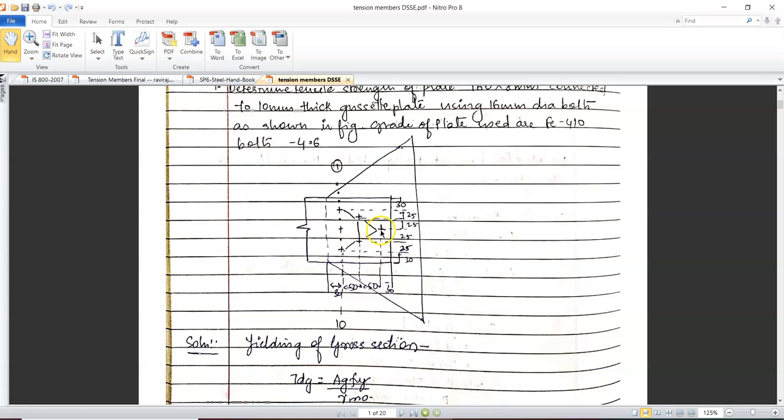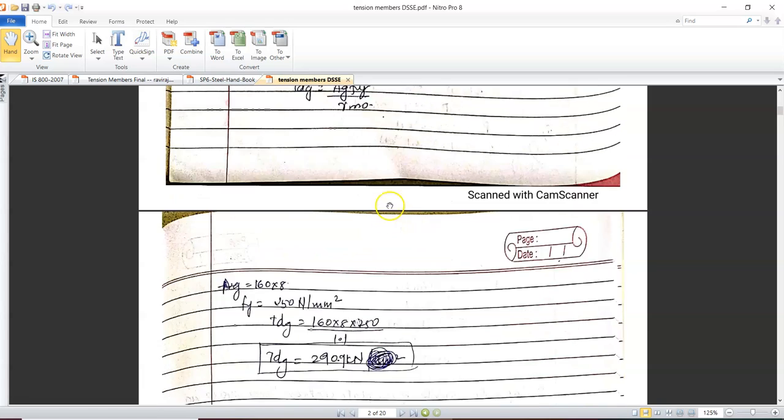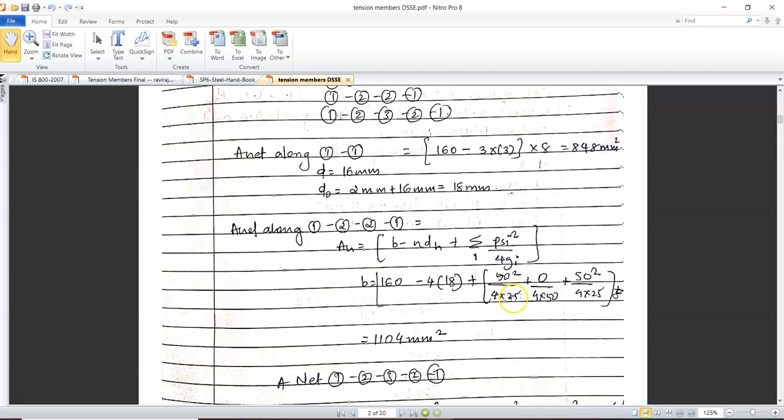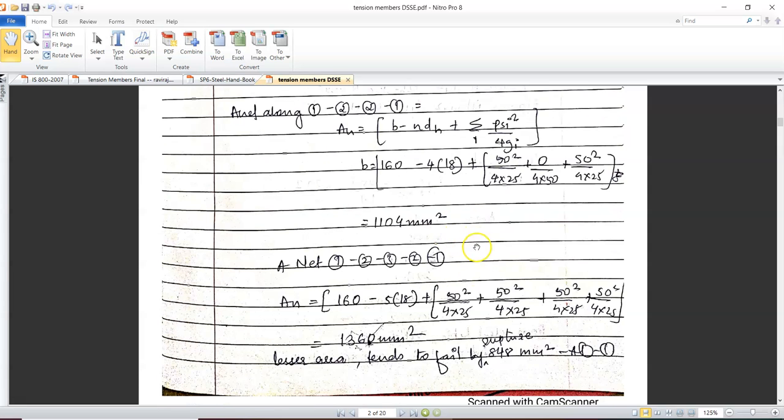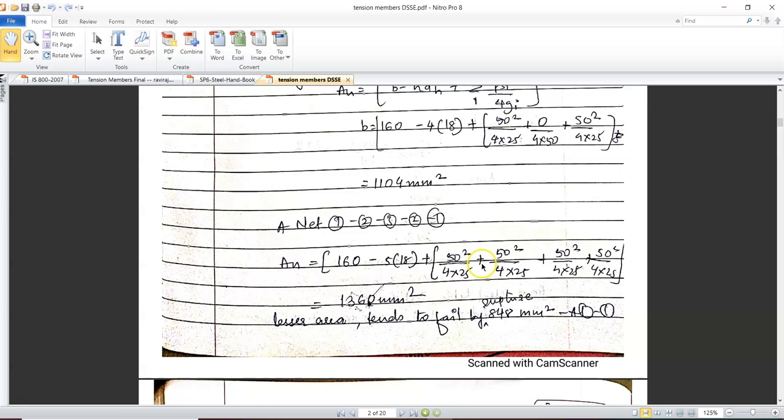When you consider the next two bolts, pitch distance is 50, gauge distance is 25, again 50 square divided by 4 times 25. And the last two bolts also are the same, 50 square divided by 4 times 25. That is across 1, 2, 3, 2, 1. The same is written here. So finally, the net area will be 1360 square mm.